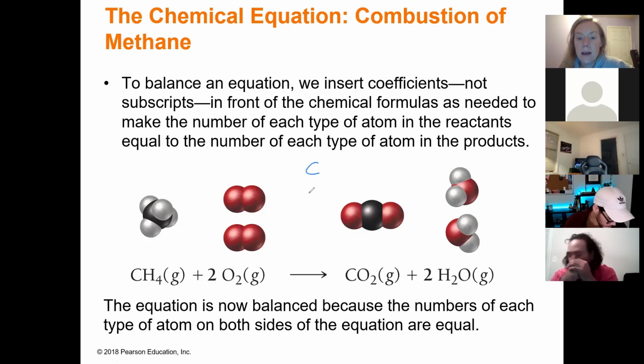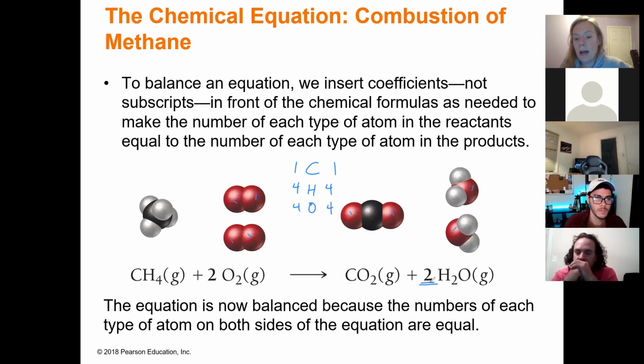I have carbons, hydrogens, and oxygens. How many carbons do I start with? 1. How many carbons do I end with? 1. How many hydrogens do I start with? 1, 2, 3, 4. How many hydrogens do I end with in this case scenario with the 2? I have 1, 2, 3, and 4. So we're balanced there. And then the oxygens, 1, 2, 3, 4. And 1, 2, 3, and 4.